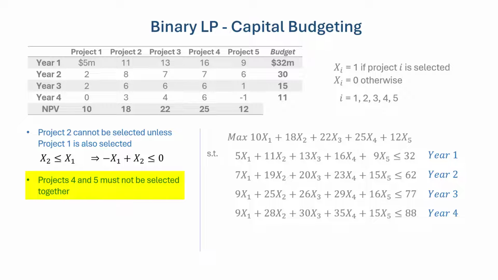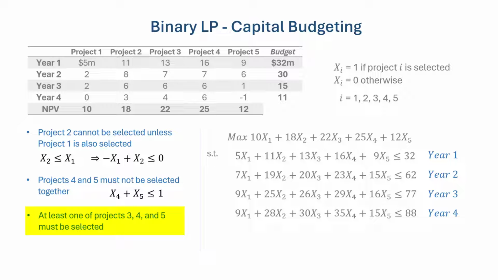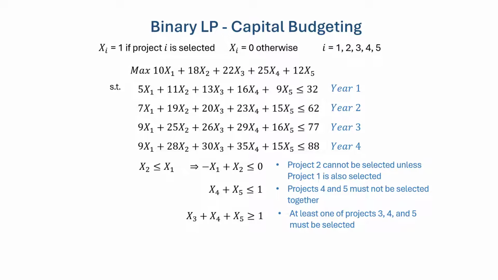The next one says projects 4 and 5 must not be selected together. And we write x4 plus x5 less or equal to 1. This is a mutually exclusive constraint where we can have at most one of the projects, but not both. Finally, at least one of projects 3, 4, and 5 must be selected, which we write as x3 plus x4 plus x5 greater or equal to 1. Putting all these pieces together, we have the formulation of the binary problem as seen here, where each xi is binary, that is 0 or 1.